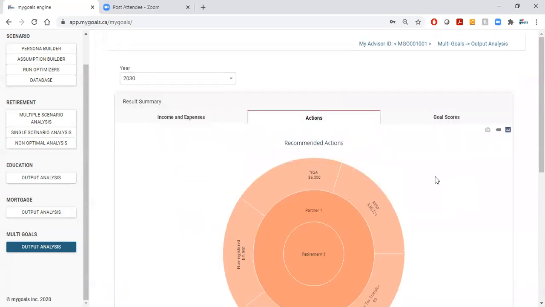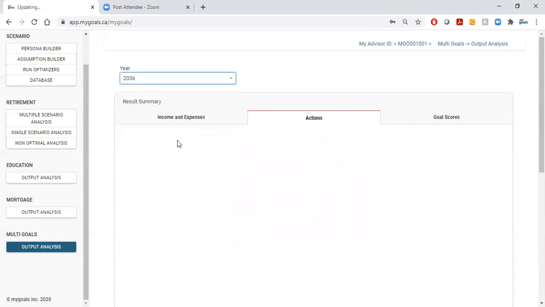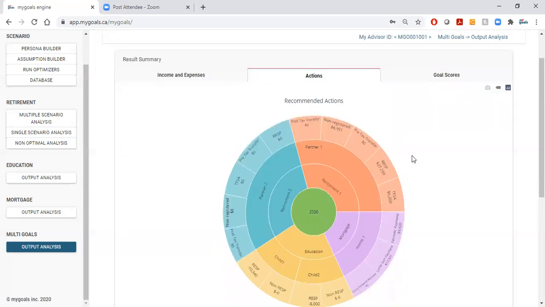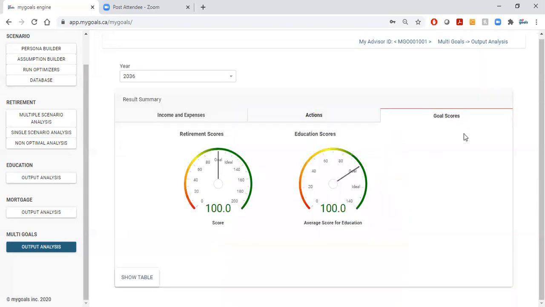And again, we can show this for every year. So going out, let's say, till 2036. It'll take a sec. And here they are. You can drill down again. And finally, we show goal scores. And this is a good saver, a good earner, and we've allocated properly towards our goals. So education, we would give 100%. You may want to oversave a little bit, go more towards 120, and certainly towards retirement also, we would score that 100.